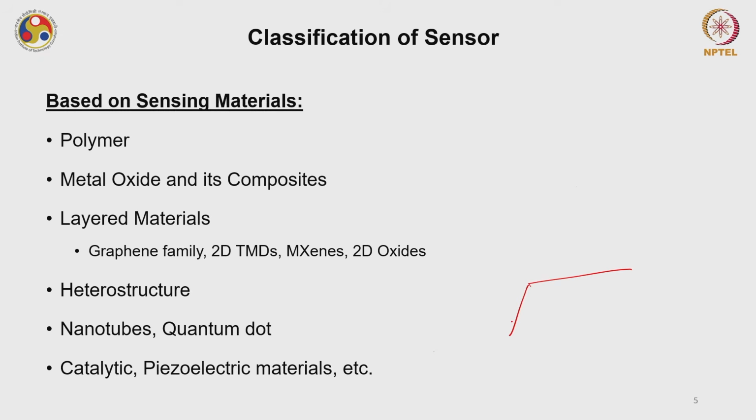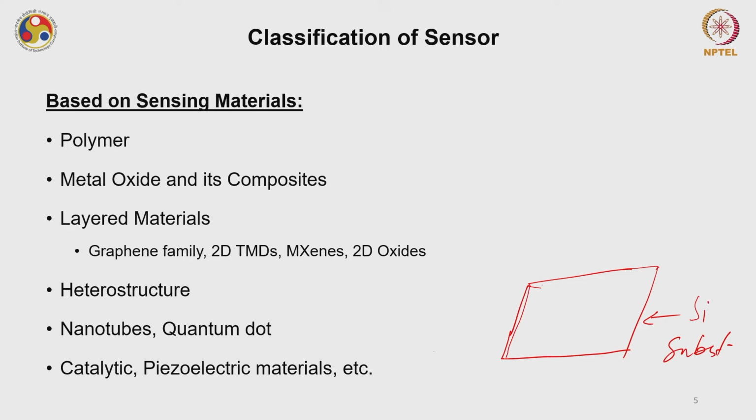So a typical gas sensor is a device which can detect gases at trace level. These gases can be any toxic gas like SO2, NO2 or CO2, anything. A typical example of a gas sensor is something like this. We'll discuss this in detail, but say this is a substrate, a silicon substrate.